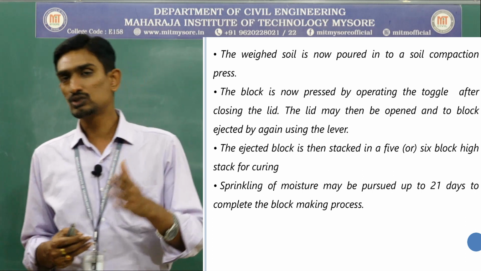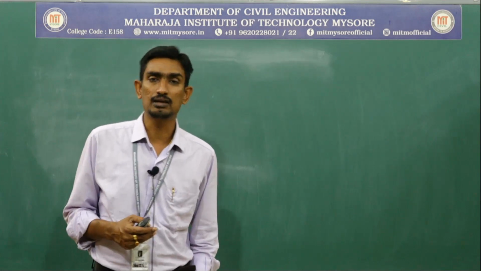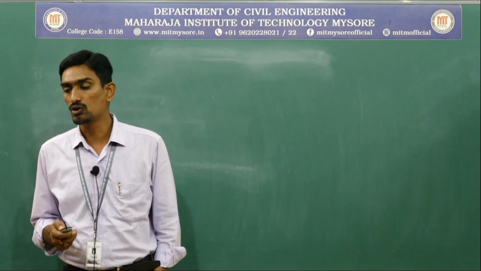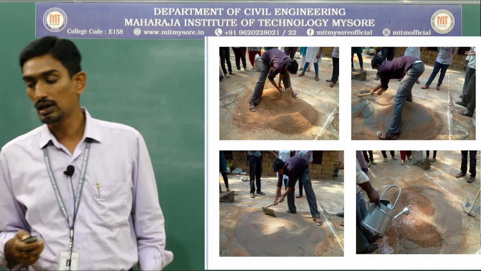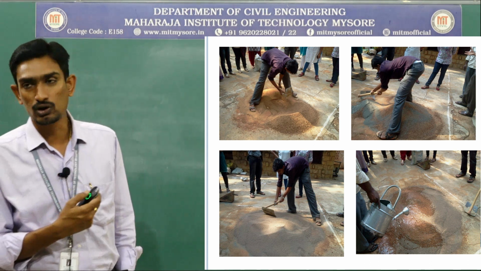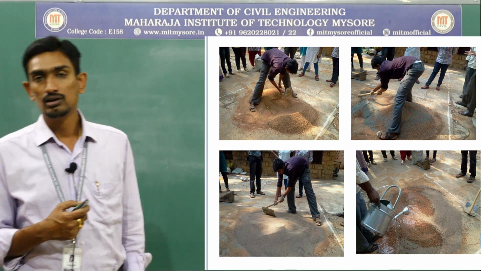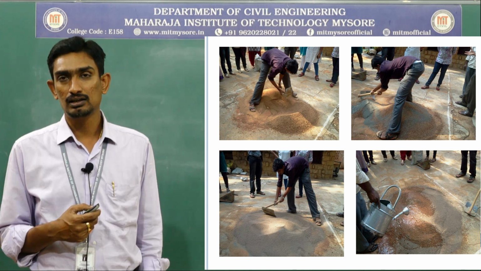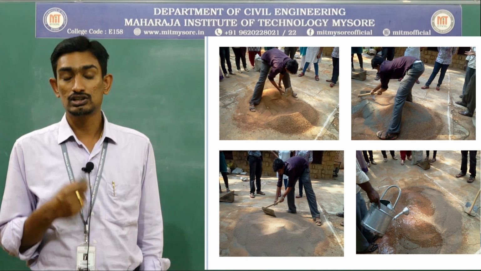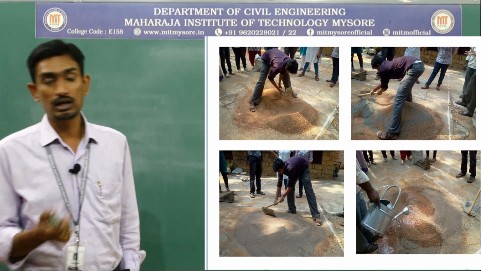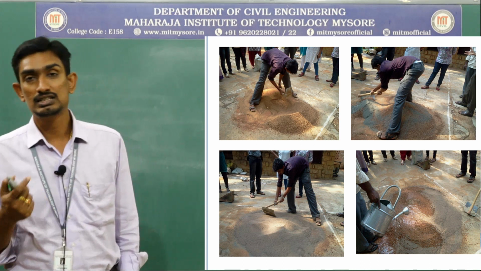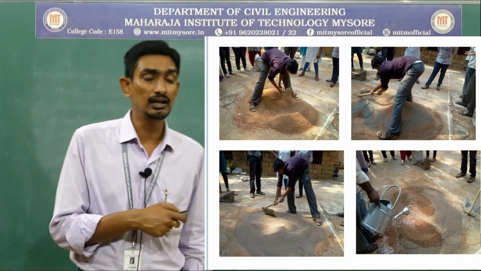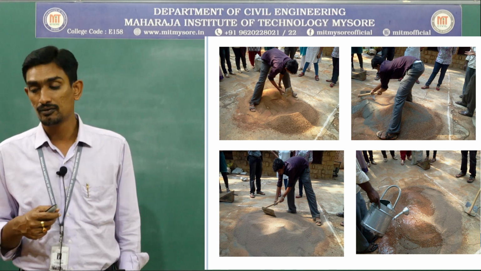Is it clear? So this is the production process of SMB block, that is stabilized mud block. I have photos to show you. In the first photo, you can see that he is preparing the soil. The soil contains sand, silt and clay in the required percentages. In the second photo, you can see that he is measuring the cement.